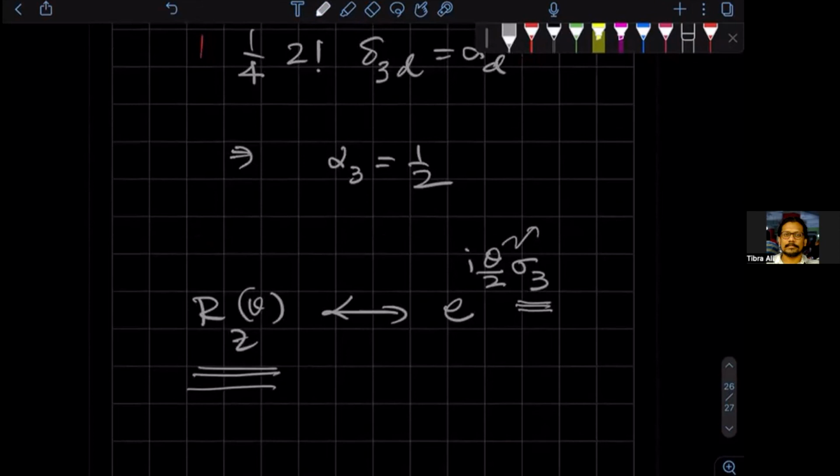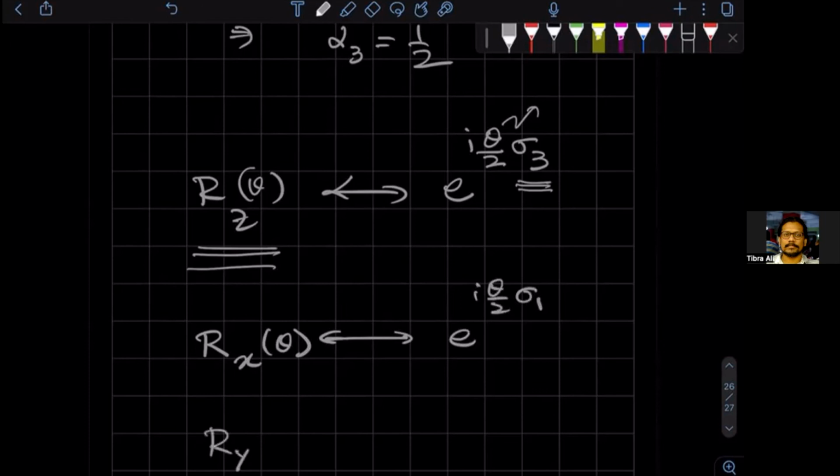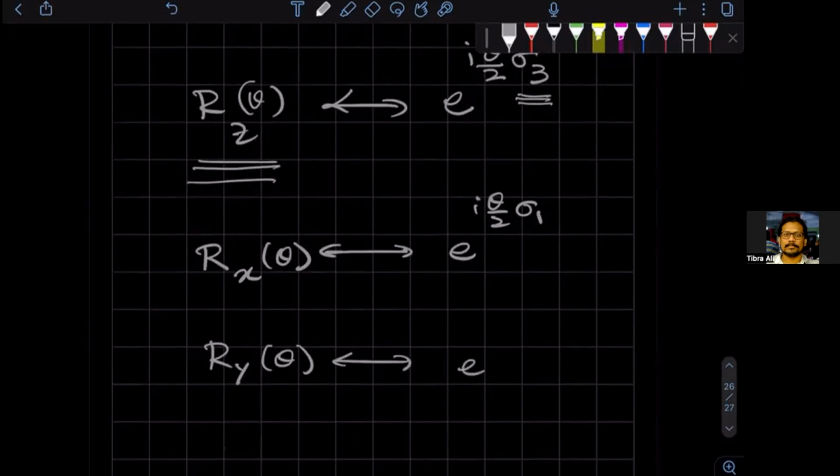Okay. So similarly, you can show that if you do a rotation around the x-axis by angle theta, that corresponds to e to the power i theta by 2 sigma 1. If you do a rotation around the y-axis by angle theta, that corresponds to e to the power i theta by 2 sigma 2.